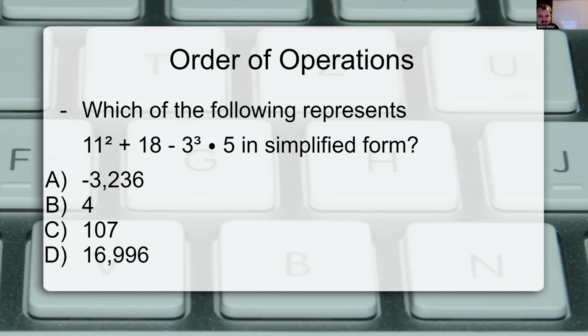So with this, what I'm saying is you'll go like this. So 11 squared plus 18 minus 3 squared times 5. So let's figure out how we're going to do this.